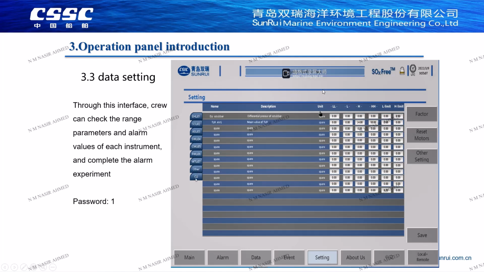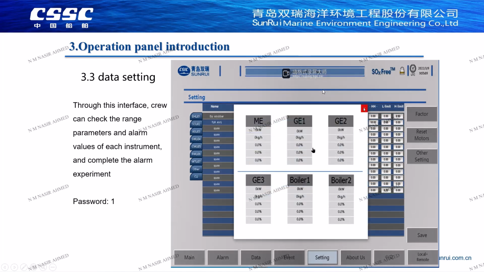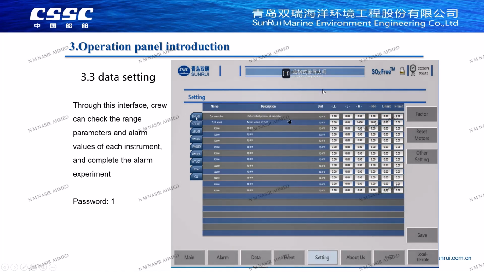The interface will include some parameters for all sensors, including some parameters of the main engine and generator. As we can see, including its upper and lower limits. That's the range of this sensor. And its low alarm value, high alarm value, low alarm value, and high alarm value. When we have changed the parameters, select the Save button. The parameters are written into the PLC.